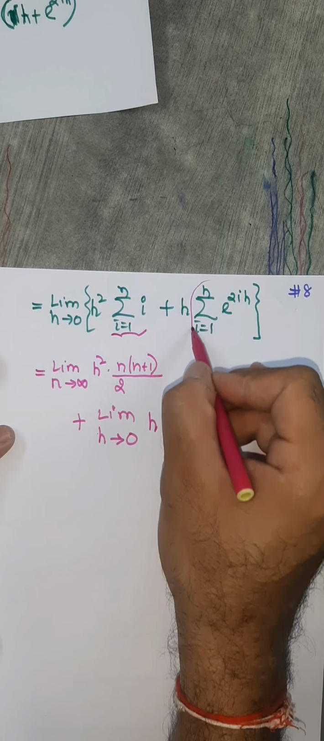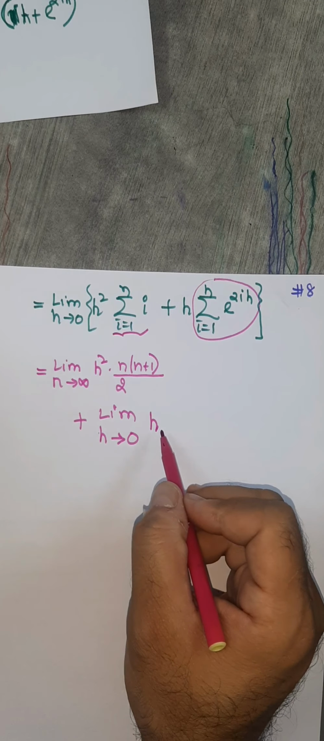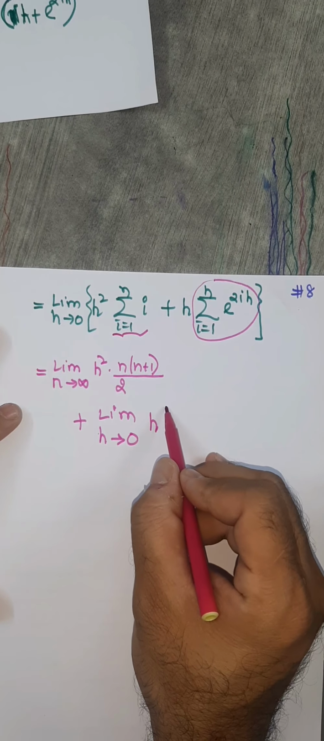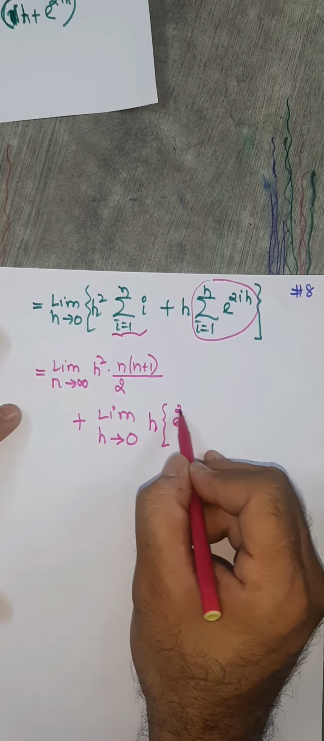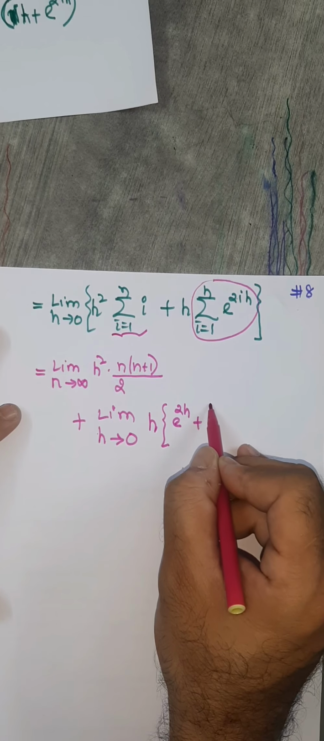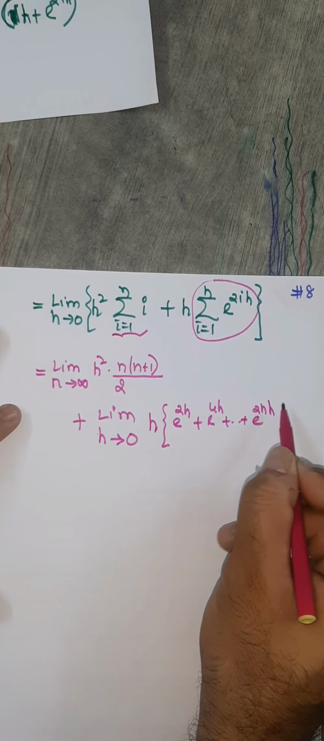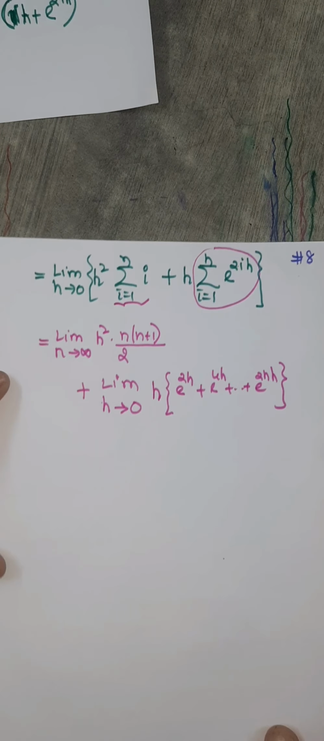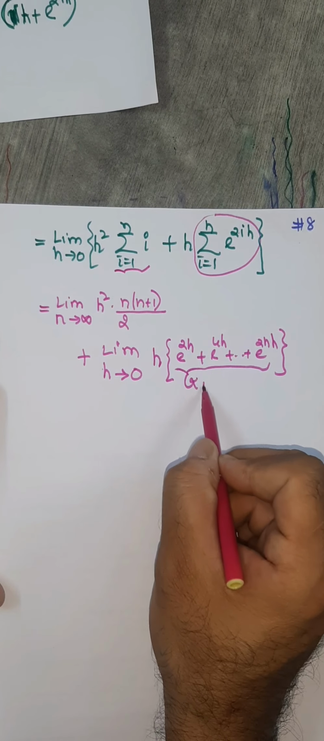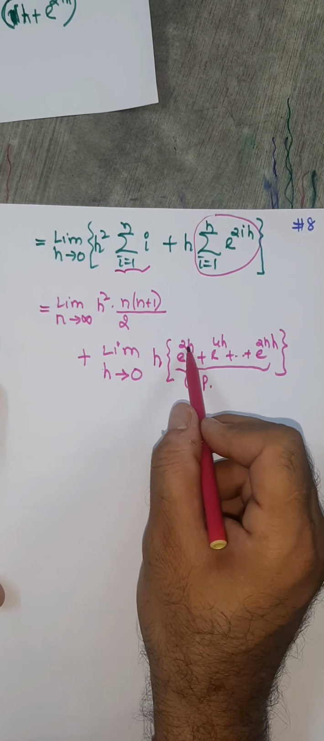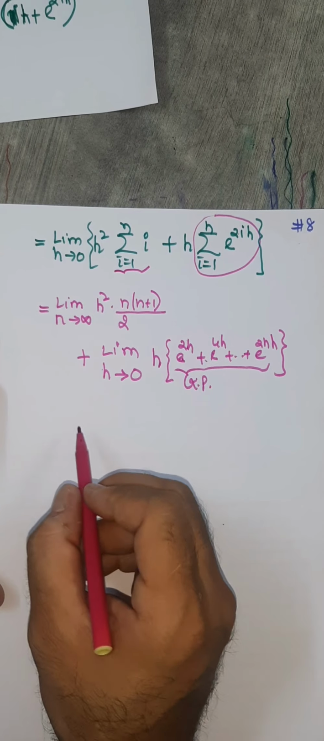What is this? If you write one more step, you will realize this is a geometric progression here. I'll write one more step. Take i equals 1, e raised to 2h. Take i equals 2, e raised to 4h, and so on, e raised to 2nh. What I did, I've dropped the sigma notation, remember. This is a GP, remember. What's the first term? e raised to 2h. What's the common ratio? This upon this, which is also e raised to 2h.